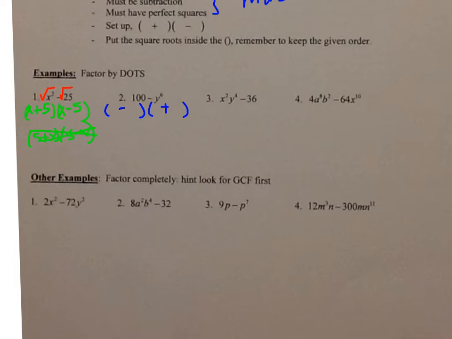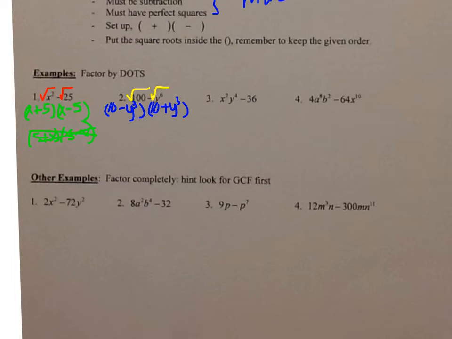Then take your square roots, the square root of 100, square root of y to the 6th. The square root of 100 is 10. So each one gets a 10 in the front. And the square root of y to the 6th is y to the 3rd, so each one gets a y to the 3rd. So it's 10 minus y to the 3rd times 10 plus y to the 3rd.